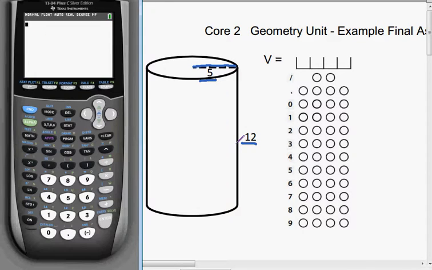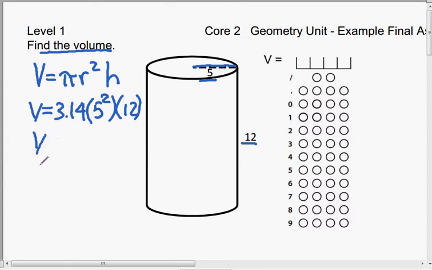I will try to use the school calculator. So pi, I'm going to get pi off the calculator, and that's going to give me all the decimal places that are in the calculator, times 5, and I push the x squared button, so it says squared, times my height, which is 12. I get 942.5.